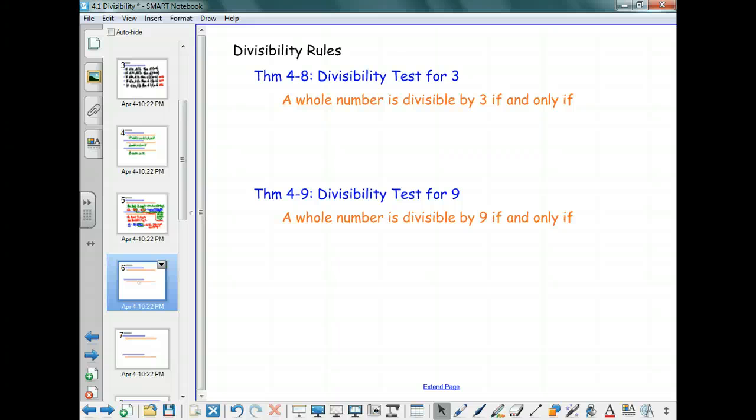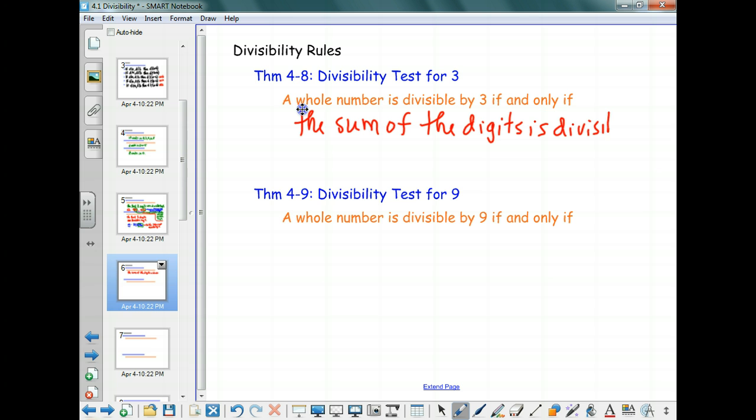The way you can decide if a number is divisible by 3 is you add up all the digits, just sum them, just add them quickly in your head. And if that value, after you add them up, is divisible by 3, then the original number was divisible by 3. So, if and only if the sum of the digits is divisible by 3. So let's do an example.